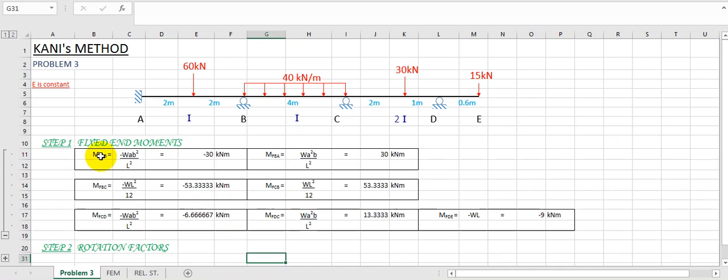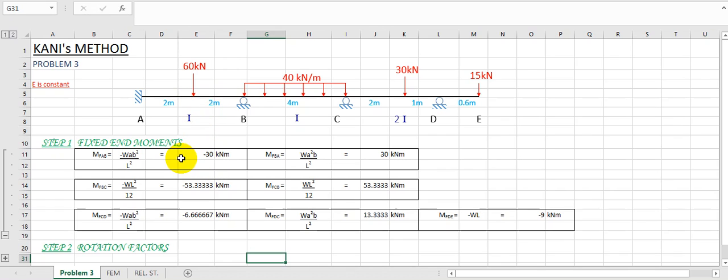So first is to find the fixed end moment at joint A, which is MFAB, and it is equal to minus W A B square by L square. You can use this formula, or you can also use the formula minus WL by 8, since this load is acting at the center of the beam. But I prefer to use this formula, minus W A B square by L square, where W is equal to 60, A is 2, B is 2, L is 4. I get it as minus 30.